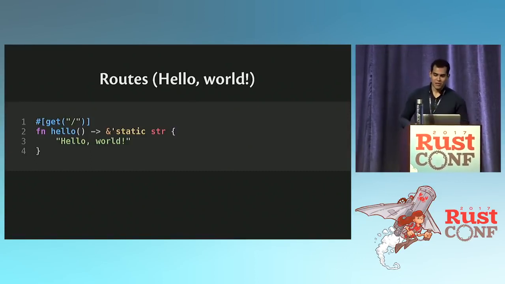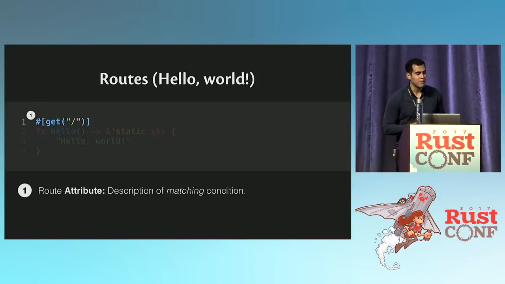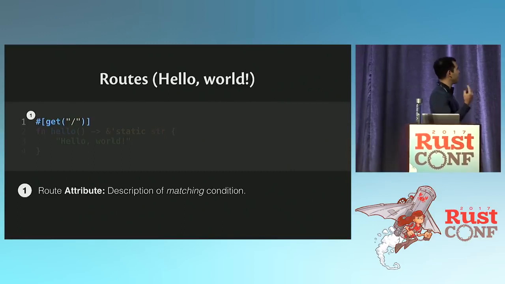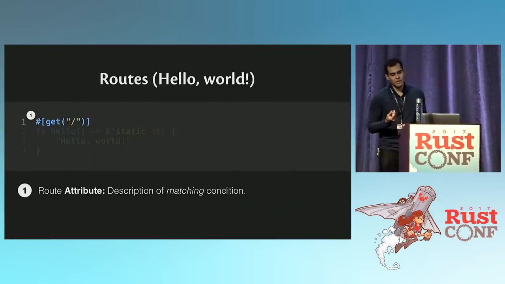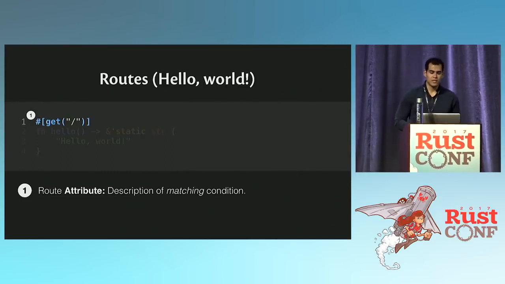So what is this? What are you looking at? Well, the first thing up top here is an attribute. If obviously you guys are familiar with Rust. So it's an attribute. And in Rocket, we call it the route attribute. And it's a description of matching conditions. It tells Rocket, these things have to be true for a web request to be routed to this route. For Rocket to give a web request to this route, these conditions have to be true. So in this case, you need an HTTP request with the get method to the route path.